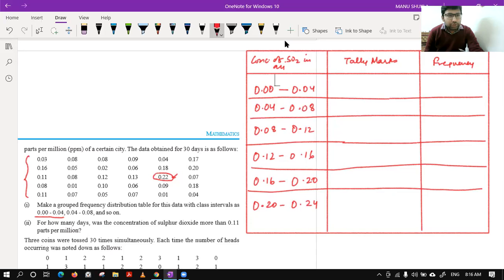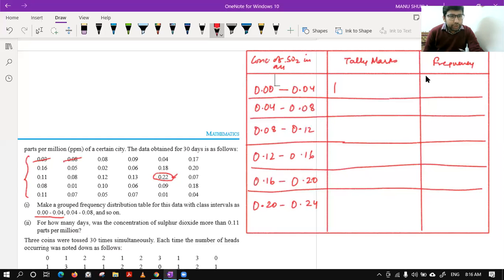Let's see now. Starting with the first value, we will cut each value that we have done. So 0.03 will come in which? Please tell. It will come in this one only. Who is there? Dhruv Chamola, Raghav Goel. Okay.